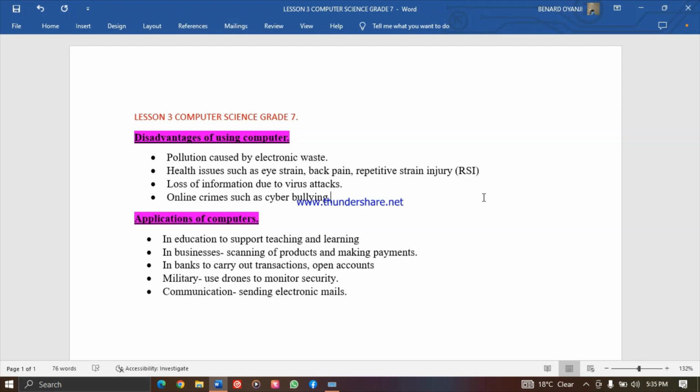As computer is taken as a subject in school, learners learn the theory and then they come to use the computers for practicals.